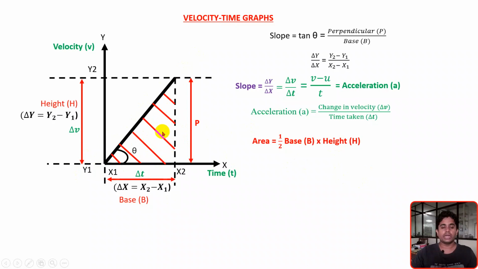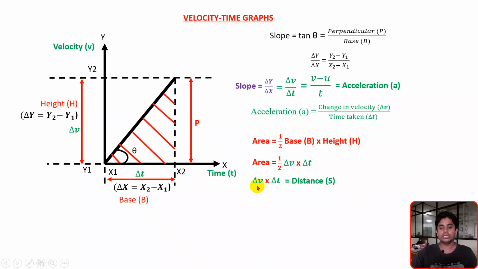So how will we calculate the triangular area? Triangular area is equal to 1 half base into height. So what is the base here? Base is delta x, and height is this perpendicular distance delta y. So delta x, or delta t, is change in time, and delta y, or delta v, is change in velocity. Right. Now area is equal to 1 half, base into height. Base is change in time and height is change in velocity.